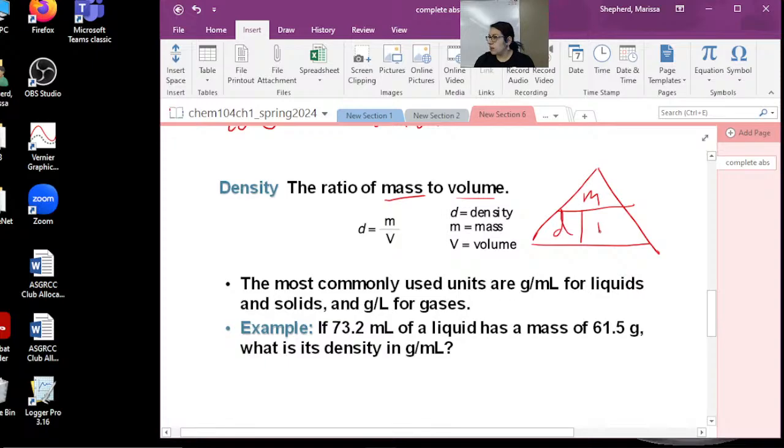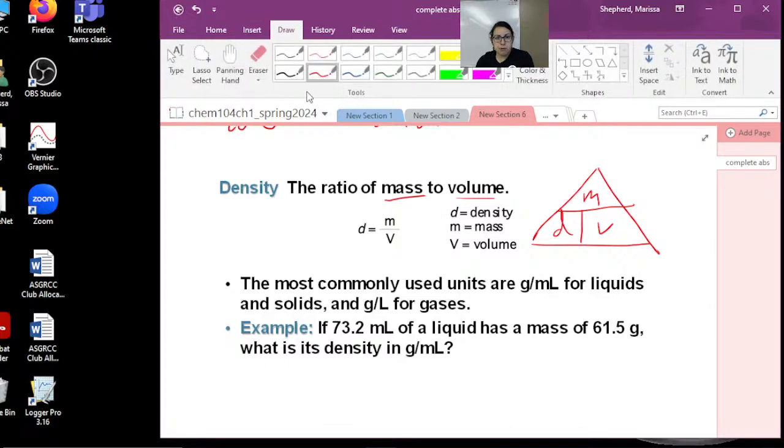So some people yes, some people no. If you haven't seen it, this is really good to help you with the math if you're trying to convert from one to the other or find one. And so the trick is you cover whatever variable you're trying to find.